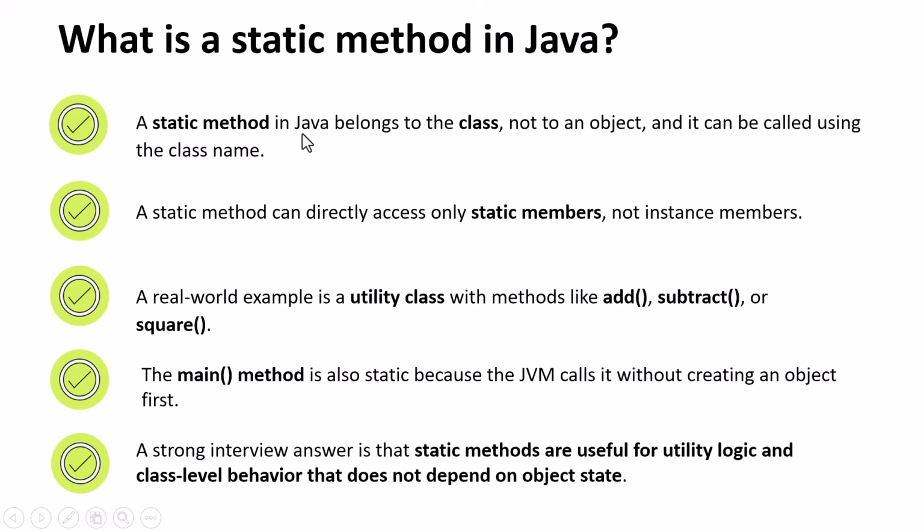A static method in Java belongs to the class and can be called without creating an object, which makes it suitable for utility logic and class level behavior.